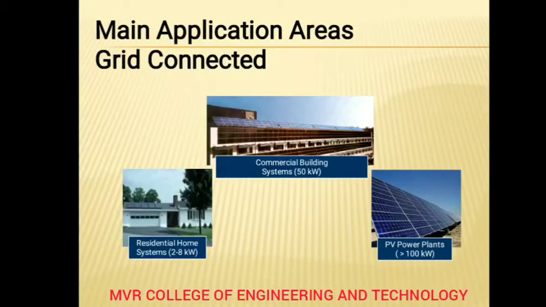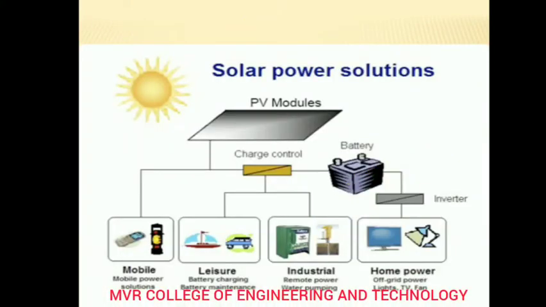What are the main application areas for connecting to your grid? There are residential home systems, nearly 2 to 8 kilowatt, and for commercial building systems there is 50 kilowatt, and PV power plants 100 kilowatt. Like that we will use these solar panels. You can see the solar power solutions by using these PV modules.